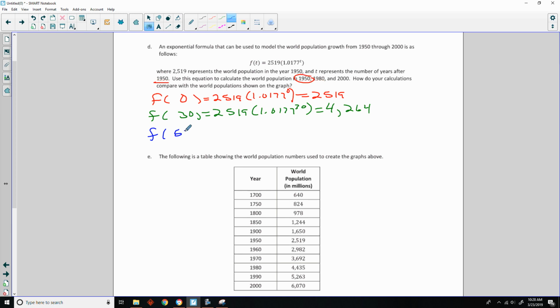2000 minus 1950 is 50 years after 1950, so it's f of 50 equals 2,519 times 1.0177 to the power of 50. And when I plug that into my calculator, I get 6056.4.